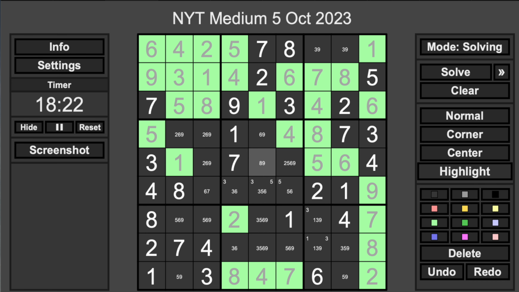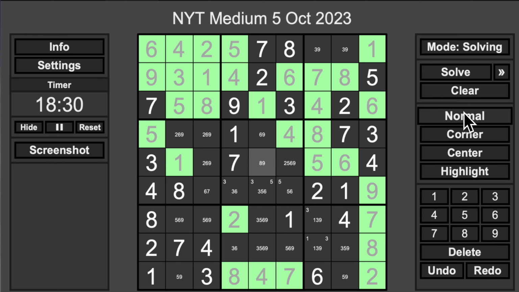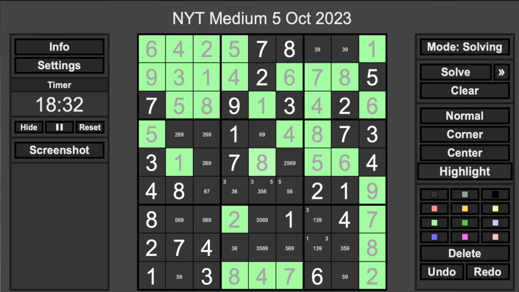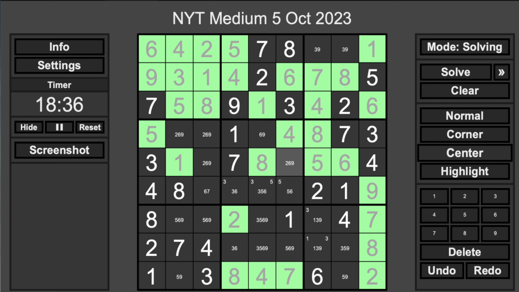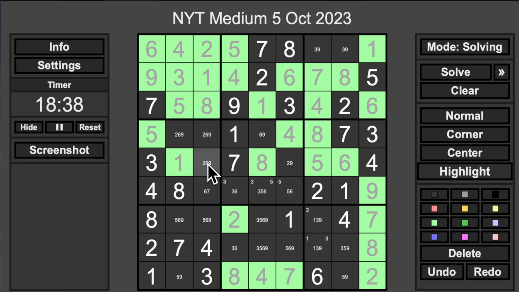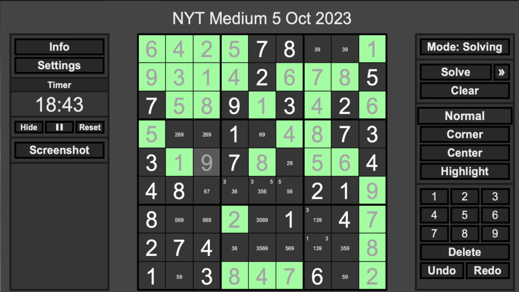Not 5 or 6. Okay, that can't be 8. Those aren't 8, and these aren't 8, so that's now an 8. I think that's forced. Not 5, that's not 6. And that can't be 6 or 2, that's a 9. So that's a 2.